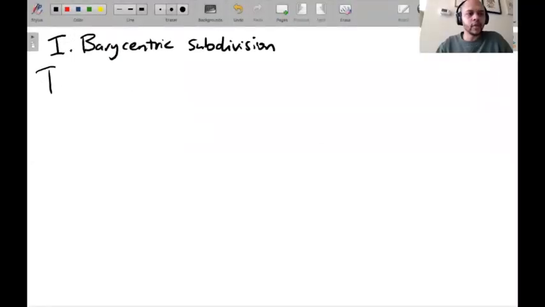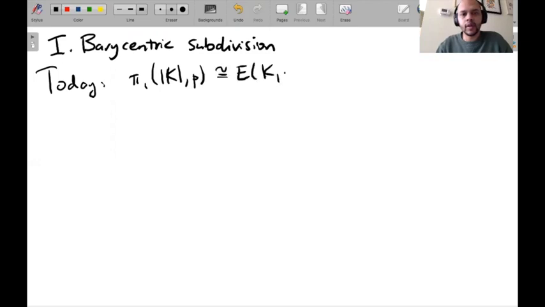Okay, so today we're going to prove the edge group theorem, which remember is this isomorphism of groups. So to start, I want to continue where we ended off last time with the simplicial approximation theorem and more specifically subdivision.